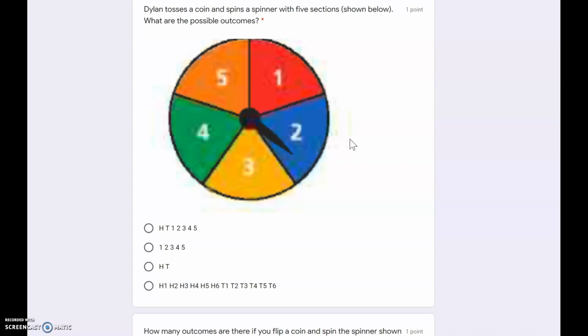Dylan tosses a coin and spins a spinner. What are the possible outcomes? You have to imagine that he's spinning the spinner and then tossing the coin, and imagine them right next to each other. He could get a 1 on the spinner and then a heads, or a 1 on the spinner and a tails, or a 2 and a heads, a 2 and a tails, etc. So that matches this right here.